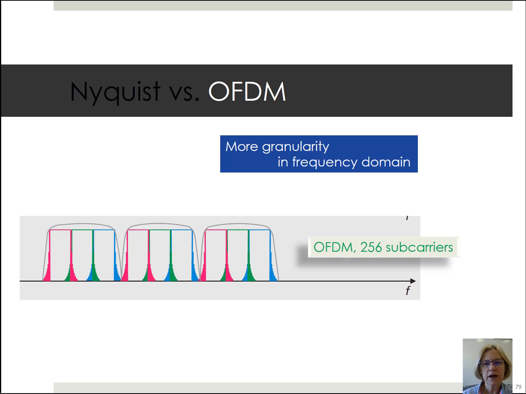OFDM is perhaps a better choice than the Nyquist for some of the same reasons we saw in the 5G application. Because I have a very high number of subcarriers within it, if I have to do an assignment of resources on a finer granularity, it's easy to do this in OFDM, much more than in Nyquist. So for this reason, we might prefer going to this multi-carrier solution, where there are many subcarriers, in OFDM rather than in Nyquist.